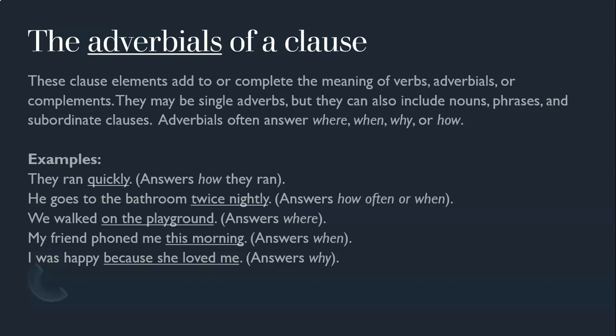Examples: they ran quickly answers how they ran. He goes to the bathroom twice nightly answers how often or when. We walked on the playground answers where. My friend phoned me this morning answers when. I was happy because she loved me answers why. And notice how these adverbials are represented by different word classes.